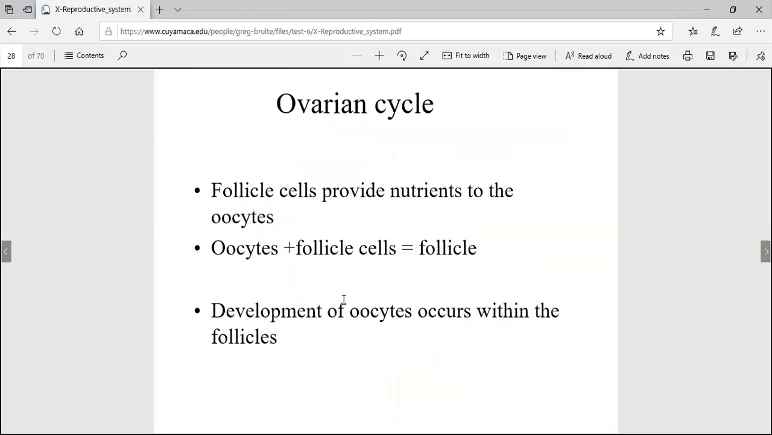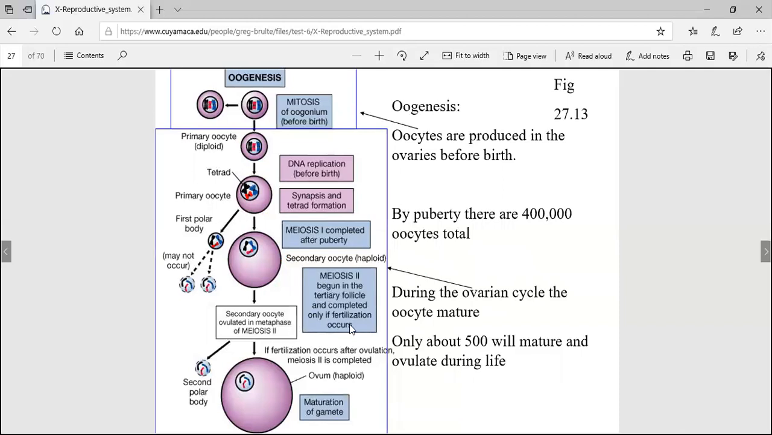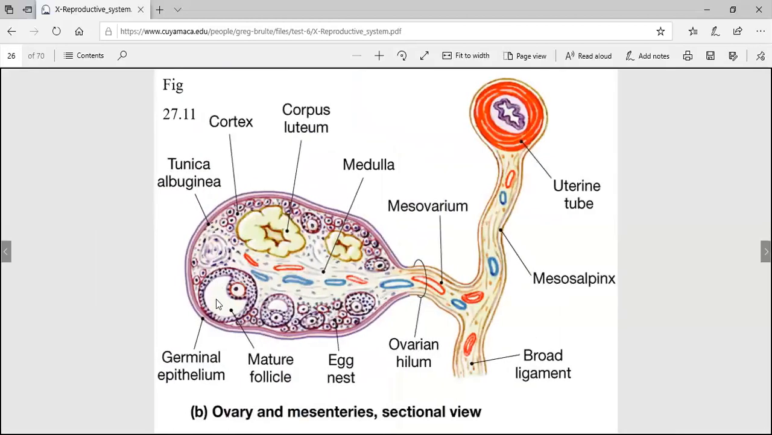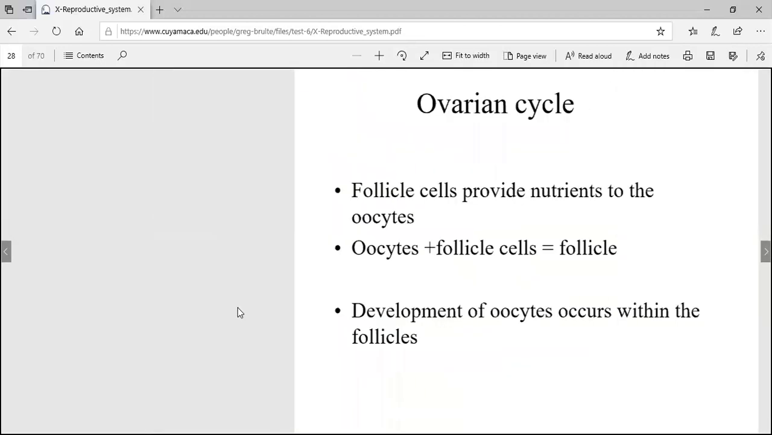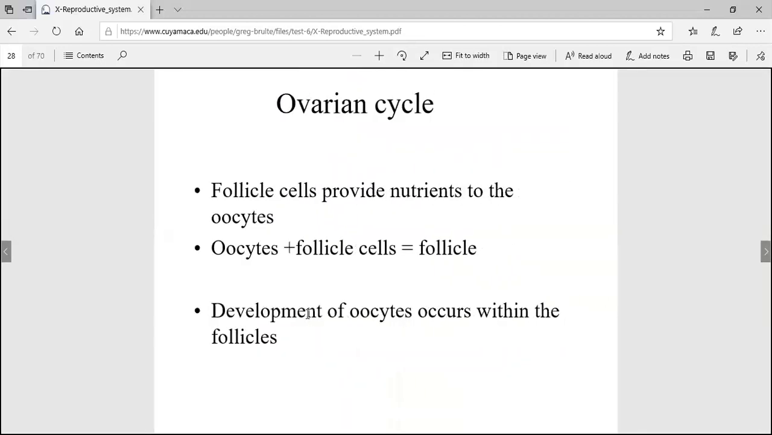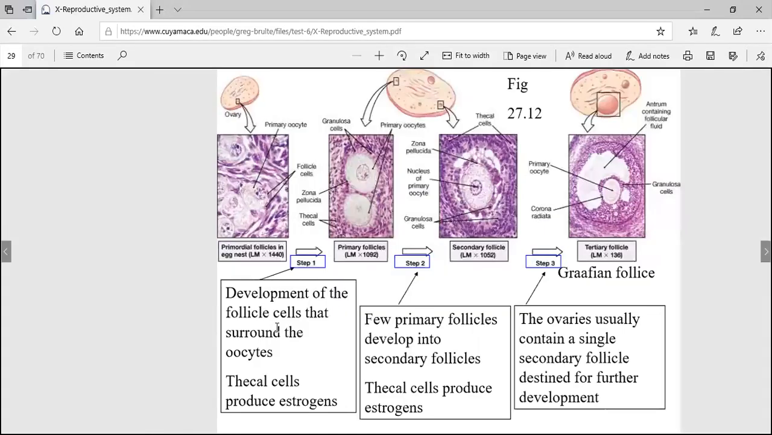The follicle cells, part of that follicle, provide nutrients to the oocyte. So the oocyte plus those cells is called the follicle. That's the mature follicle. So the development of oocytes occurs within those follicles.